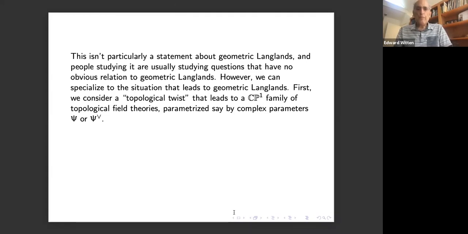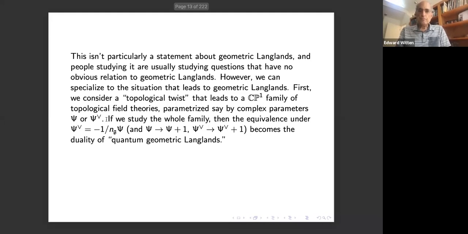First, we consider what's called a topological twist, which means you pick one of the fermionic symmetries of the supersymmetric theory. You pick one whose square is 0, so you can interpret it as a differential, and you pass from the complete theory to the cohomology of that differential. Then that topological twist leads to a CP1 family of topological field theories, parameterized by a complex parameter, psi or psi dual. So there are elementary symmetries that shift psi or psi dual by 1, but there's also a non-elementary electric-magnetic duality symmetry that exchanges the two groups while inverting the quantum parameter psi.